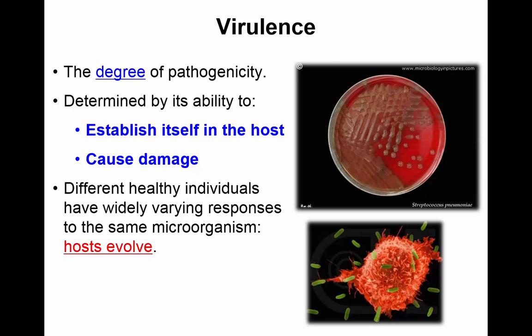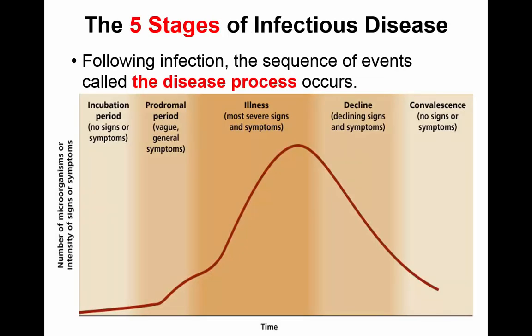So we've said that virulence is the degree of pathogenicity, or the degree of dangerousness, how well it establishes itself within the host and how much damage it can cause. And we're going to be looking at 5 stages of infectious disease. We're going to look at 3 of them in this part, and in the next part we'll look at the last 2.